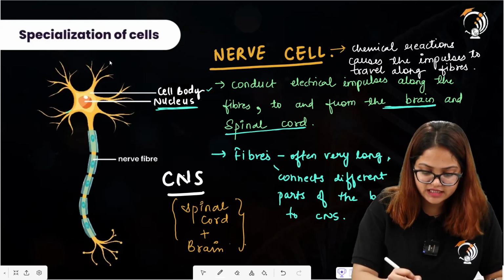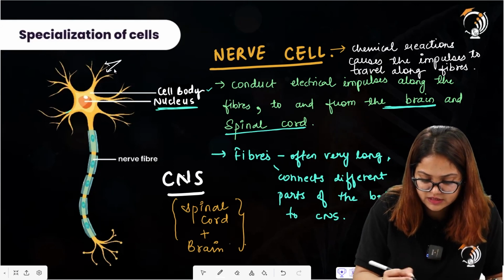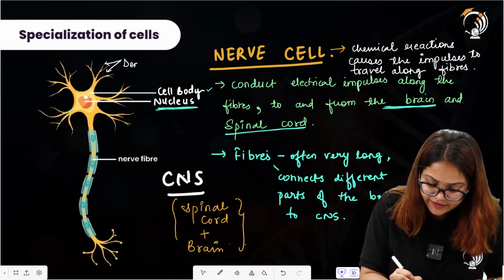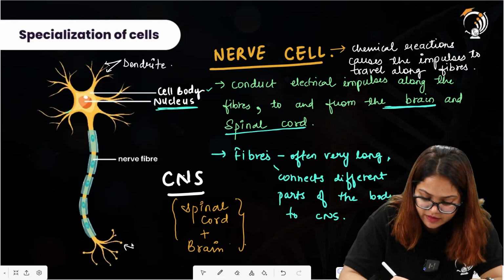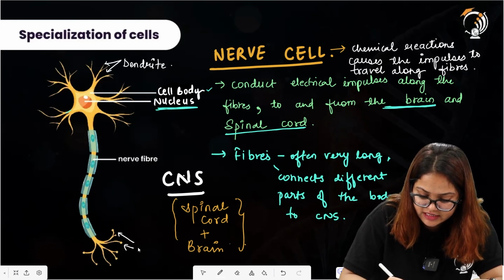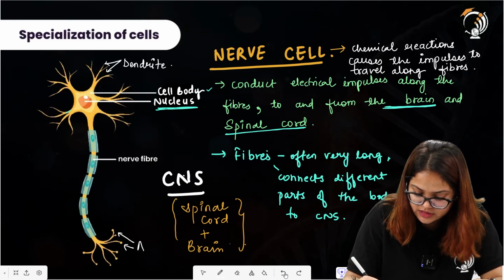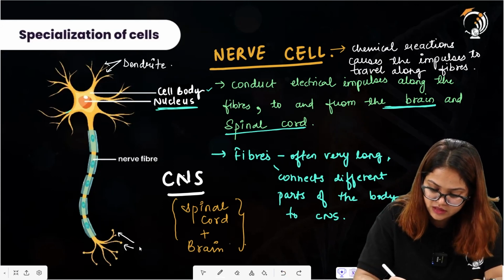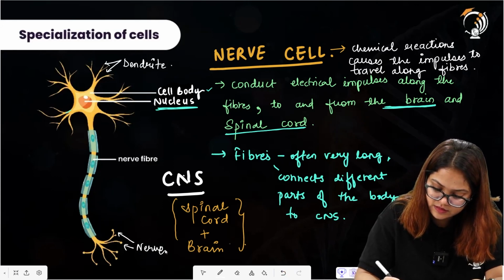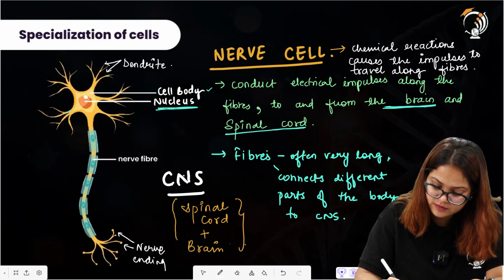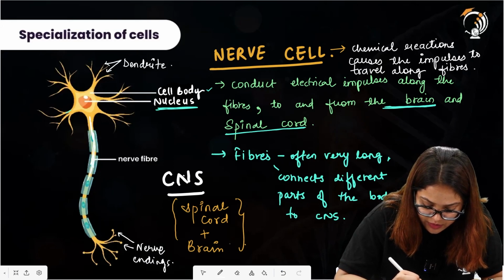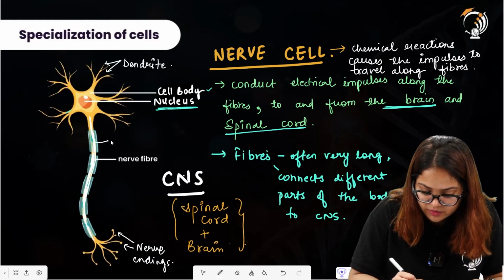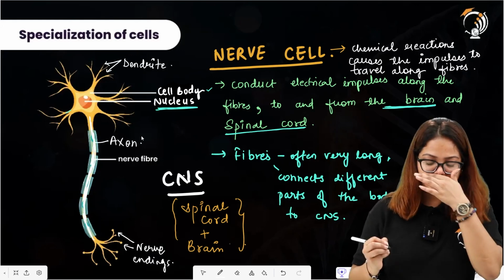So these structures here represent dendrites. We have the nerve endings here. This particular strand of cytoplasm, or you can say the cell body, that extends throughout this nerve fiber is termed as the axon.